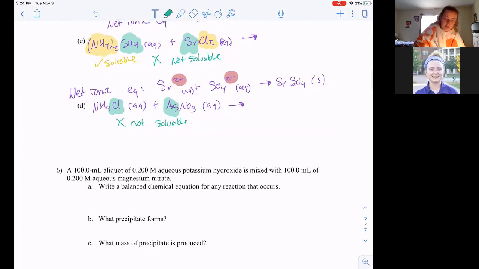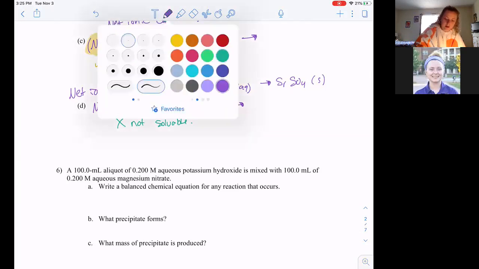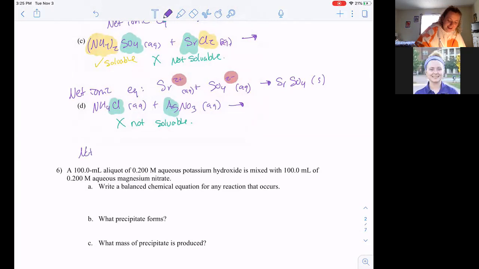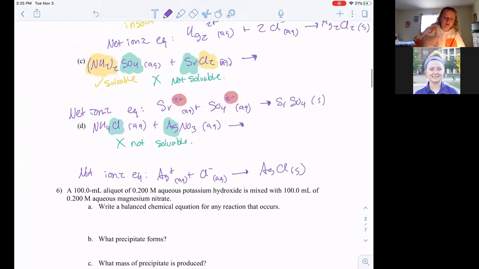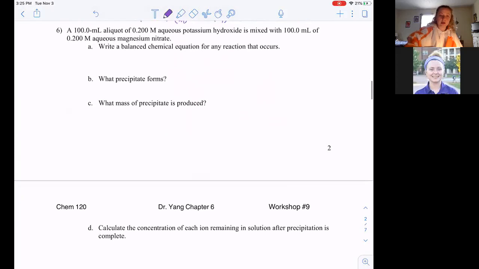So your net ionic equation is going to be the two things coming together: Ag plus Cl minus, in aqueous forms, going to AgCl solid. So you're just going to have to remember these solubility rules. I'm sorry if you don't want to. There's no other real way to explain it.